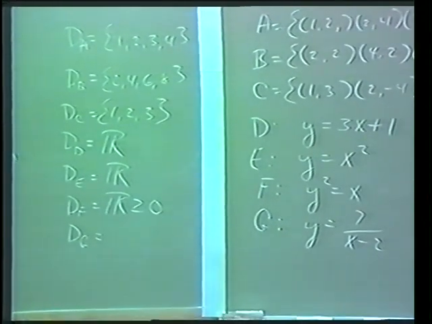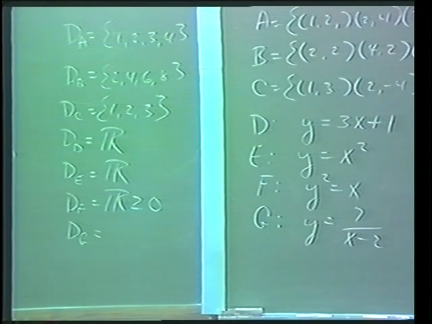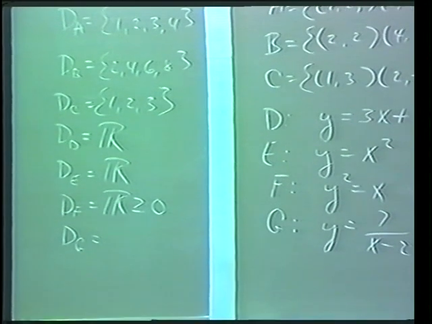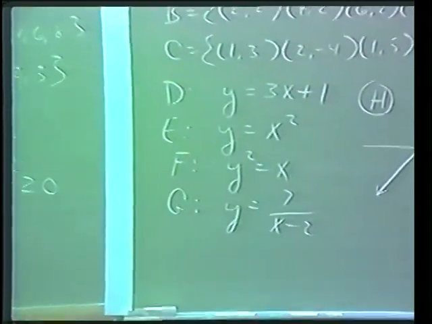Domain of G. G is a relation. All relations have domains. Every single relation has a domain. What would be the domain of G? What can I plug in there for x? All real numbers? All real numbers? No. Can't have 0.